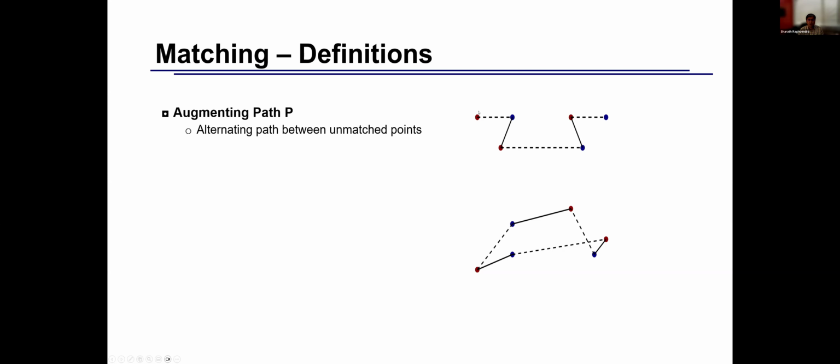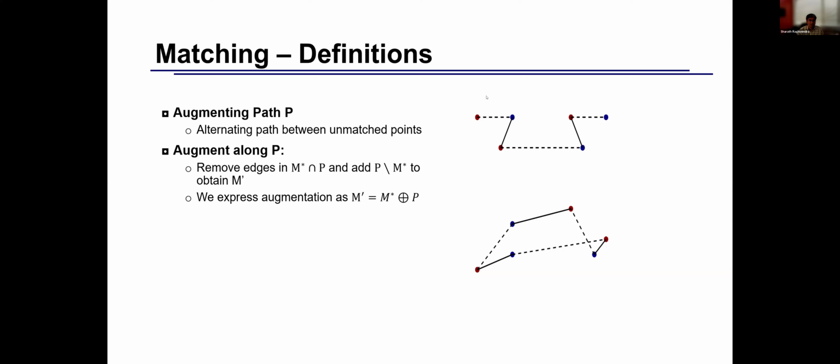The process of augmenting along this path simply involves removing the matching edges that are on this path from the matching and adding the edges that are not in the matching to the matching. So in other words, you'll delete these two edges from the matching and add these three edges to the matching. And if you do this, you increase the size of the matching by 1, right? So typical matching algorithms start with an empty matching and then iteratively keep computing an augmenting path, augment the matching along this path, and stop when they cannot find any more augmenting paths. So that's how max cardinality matching algorithms work.